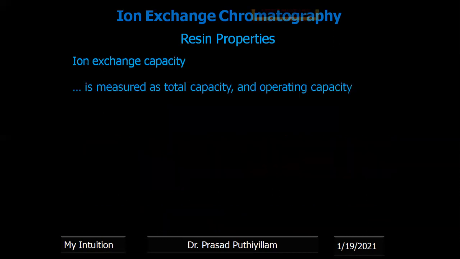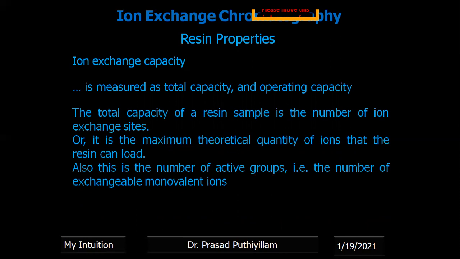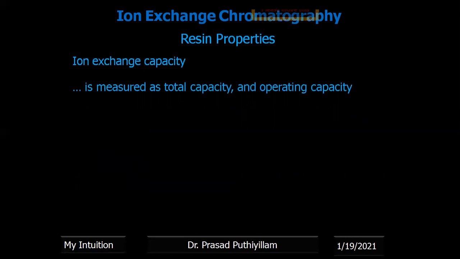Ion exchange capacity. Ion exchange capacity can be measured as two types, total capacity as well as operating capacity. The total capacity of a resin sample is the number of ion exchange sites, that means how many functional groups are there which can be used for the exchange reaction. It is the maximum theoretical quantity of ions that a resin can load. Also, it is the number of active groups, that is the number of exchangeable monovalent ions.